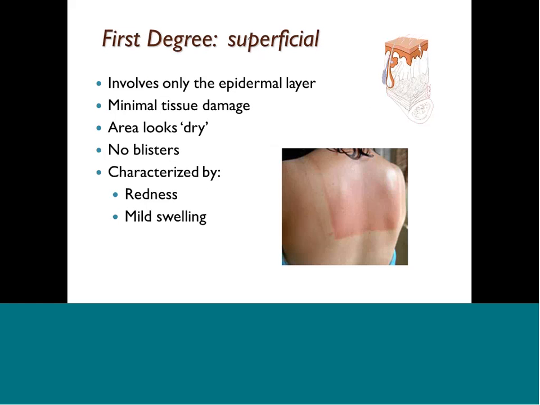So looking at the degrees of injuries, first-degree burns are also called superficial burns. They involve only the epidermal layer. When you look at that injury, you have minimal tissue damage. The area is going to look dry. There's no blisters at all. Once you have blisters, you're describing a second-degree burn. Many times, the first-degree burn has a lot of redness, and there is some mild swelling to that area.